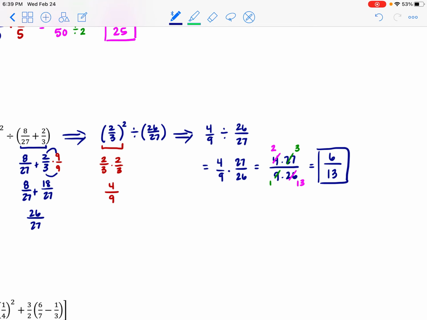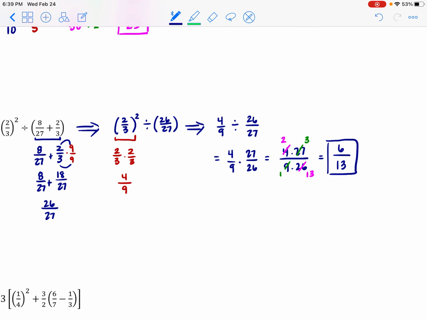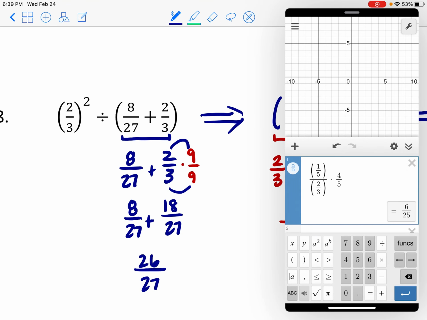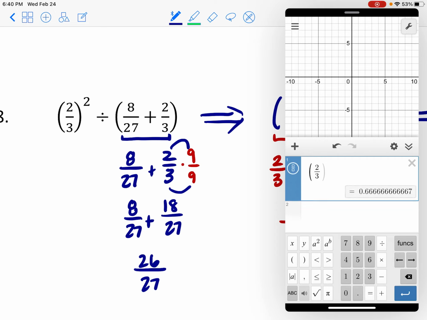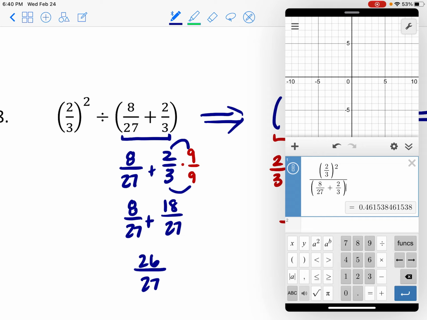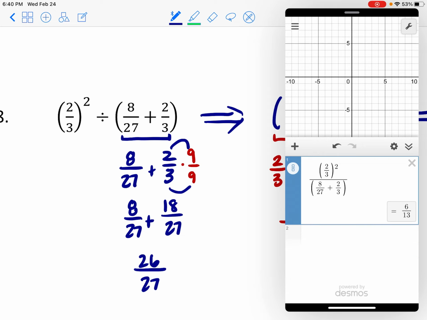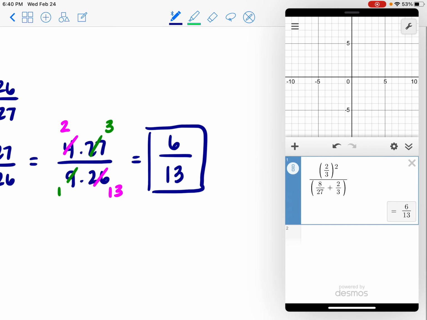And that was a hefty problem there, okay? So we ended up with 6/13. Let's see if we can't get this into the calculator and confirm. So 2/3 squared, and we want that to be divided by that sum on the bottom. So we want to divide it by 8/27 plus 2/3. And fingers crossed, we're going to hit the fraction to decimal button there, and there it is, the same result we ended up with.